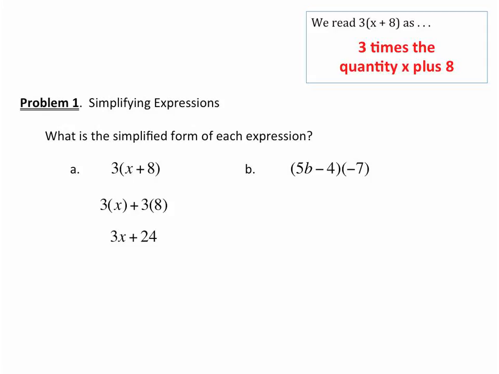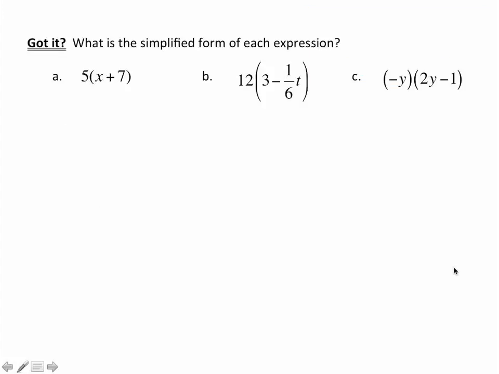Which would just be 3x plus 24. Here in B, notice the single term is stuck to the back, but it's the same operation. I got to give the negative 7 away to both pieces. So that would be 5b times negative 7 minus 4 times negative 7. 5b times negative 7 is negative 35b. Negative 4 times negative 7 is positive 28.